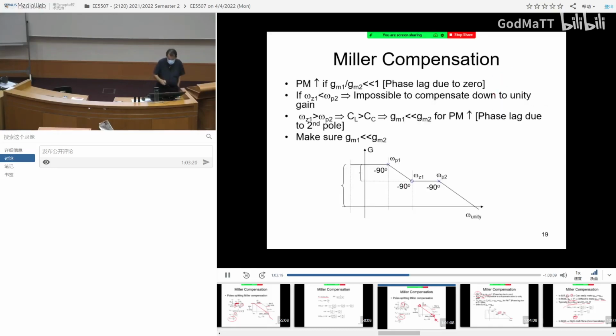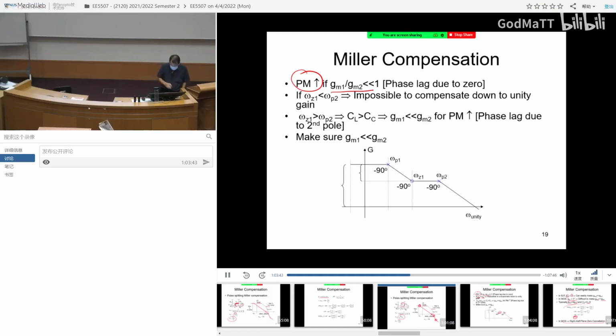So you can see if gm1 is less than gm2, it means gm1 over gm2 becomes less than 1, and therefore arctangent gives you very, very negligible phase. If gm1 over gm2 being less than 1 gives you negligible phase, it means your phase margin will increase. Okay, will increase.